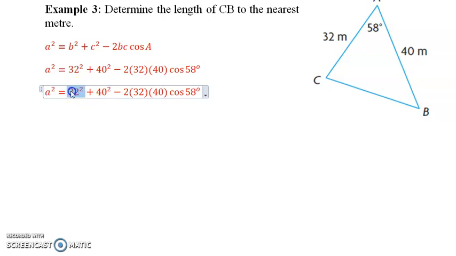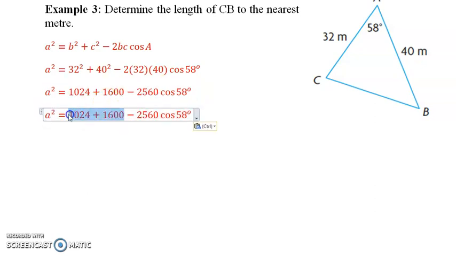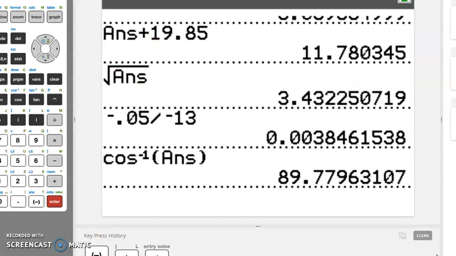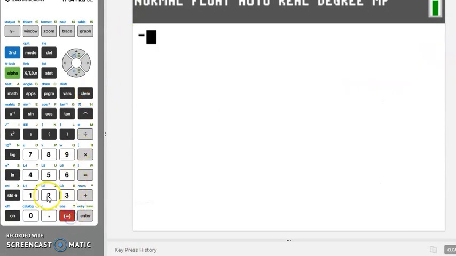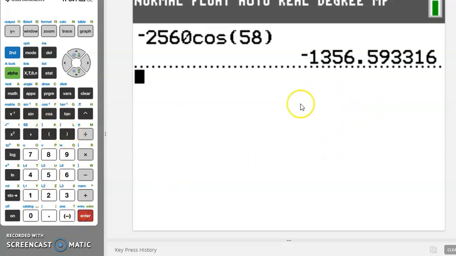32 squared, 1024. 40 squared, 1600. 2 times 32 is 64, times 40 is 2560. I'm going to add these two numbers together. I get 2624. I'm going to multiply negative 2560 by cos 58 degrees. And I get negative 1356.59, and so on.